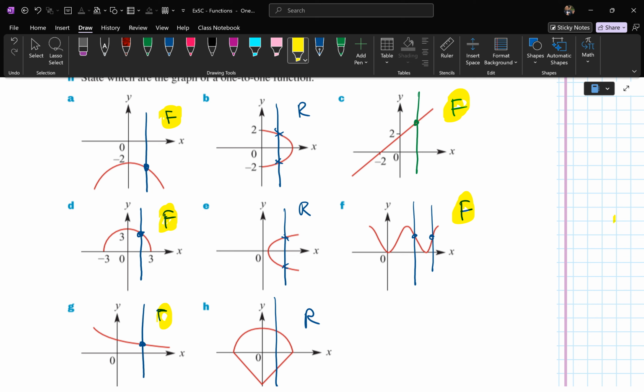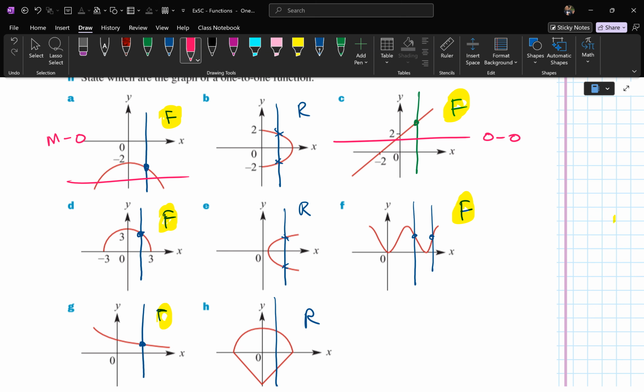Is it a one-to-one function or a many-to-one function? Which one is it? Many-to-one. How do you know? Horizontal line test. It crosses twice, so this is many-to-one. So I do M to O. This is a function, but what type of function is this one? One-to-one. The horizontal line test shows it's one-to-one. So O to O.